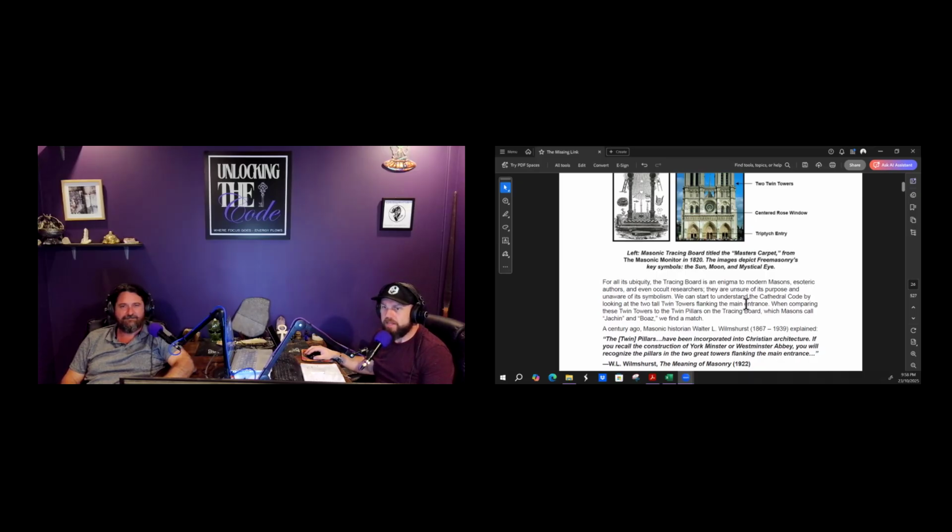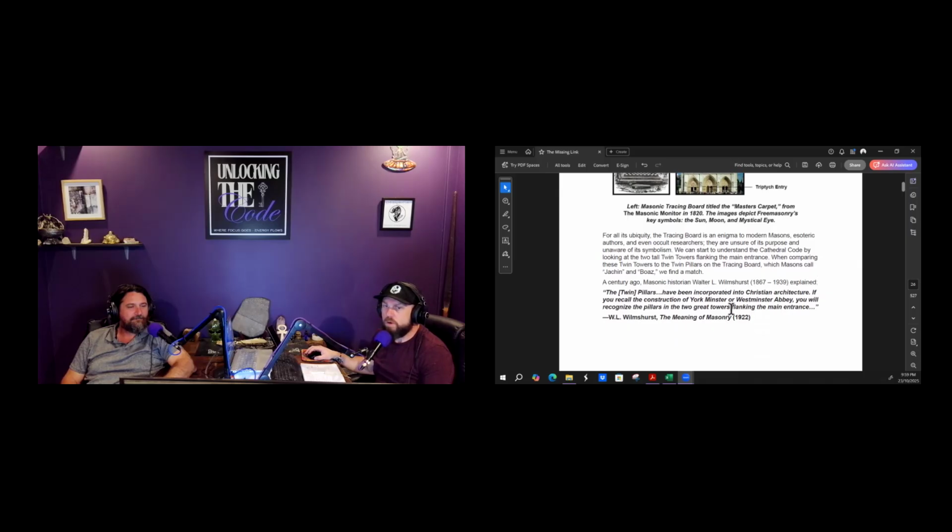We can start to understand the cathedral code by looking at the two tall twin towers flanking the main entrance. When comparing these twin towers to the twin pillars on the tracing board, which Masons called Jachin and Boaz, we find a match. A century ago, Masonic historian Walter L. Wilmshurst, 1867 to 1939, wrote that the twin pillars have been incorporated into Christian architecture. If you recall the construction of York Minster or Westminster Abbey, you'll recognise the pillars in the two great towers flanking the main entrance. It's coming from The Meaning of Masonry in 1922.